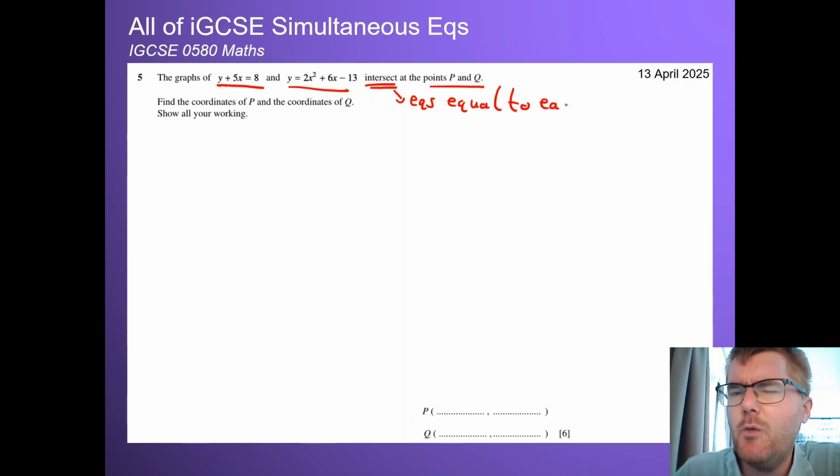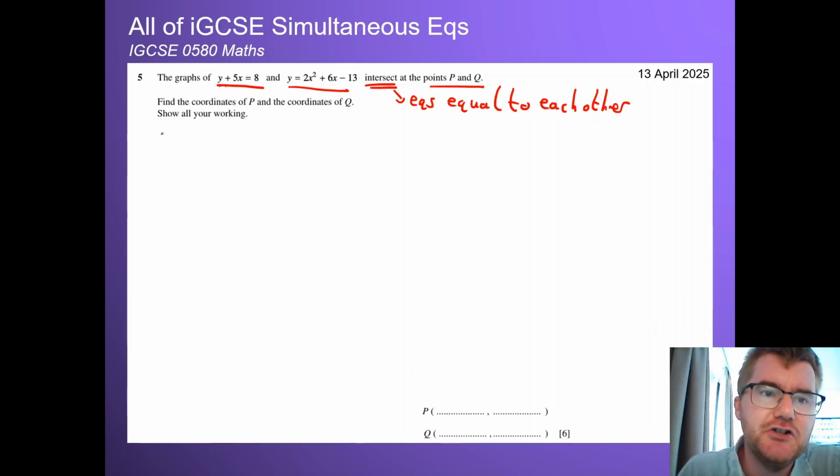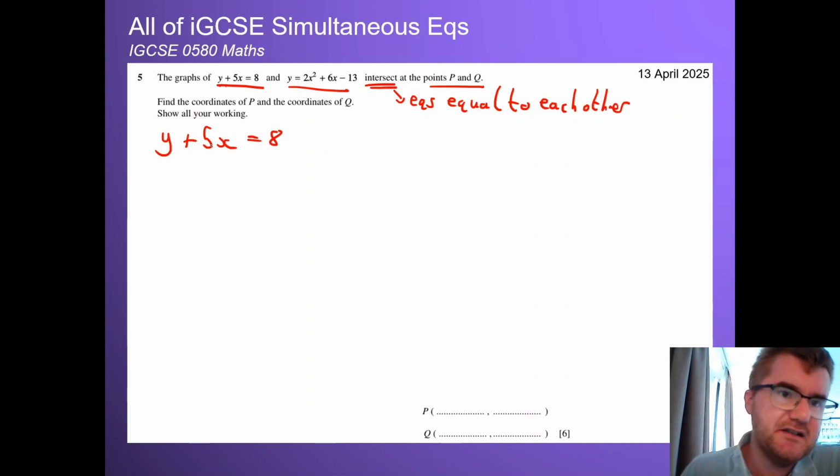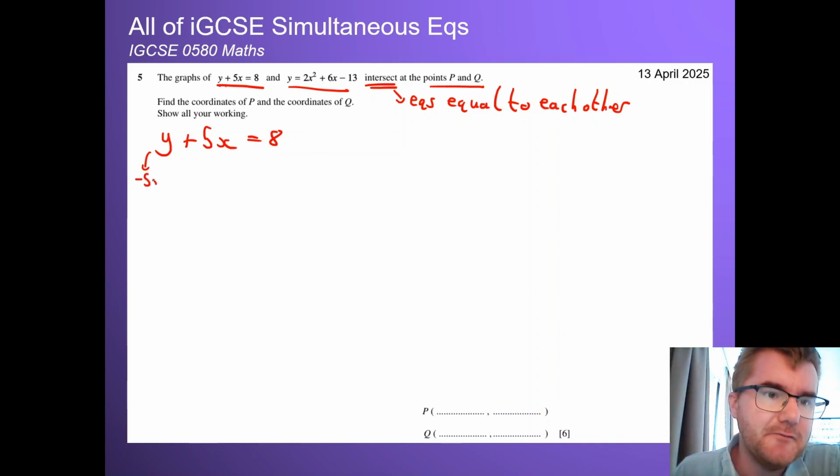However, there's a little bit more work to do in this question compared to the previous one, because notice it's not y equals and y equals. We need to adjust the first equation so that we have y equals something. It's a very easy thing to do. We just minus 5x from both sides. That cancels. That gives us y equals 8 minus 5x.